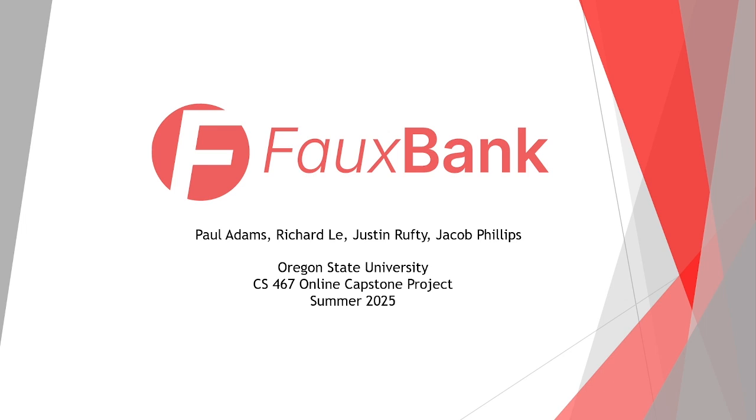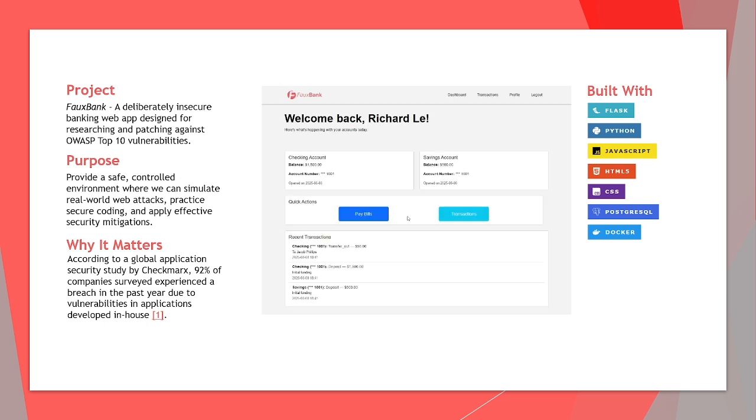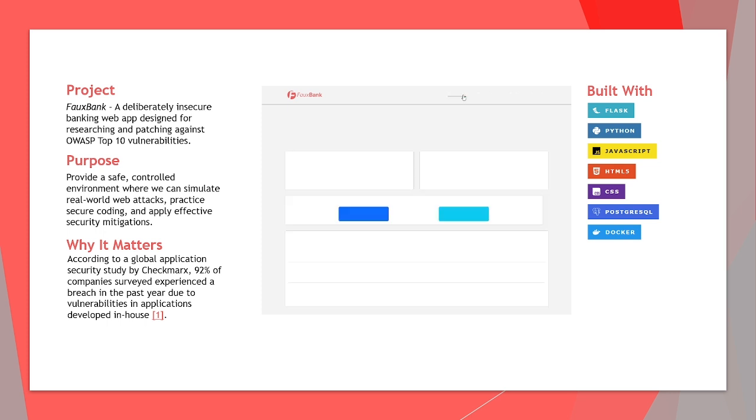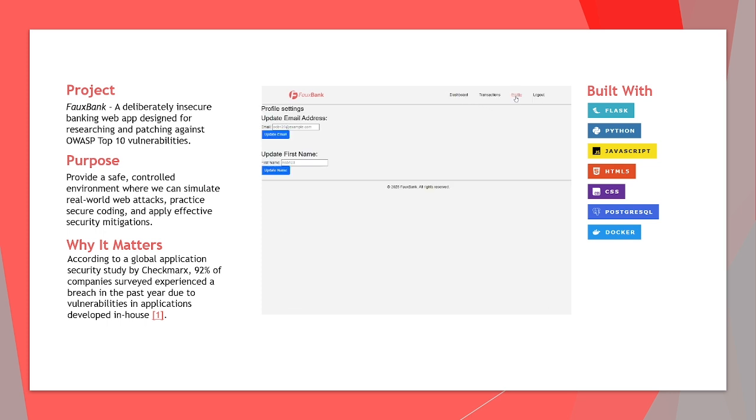Our team, comprised of Paul Adams, Richard Lee, Justin Rufty, and myself, Jacob Phillips, developed FauxBank, a deliberately insecure banking web application. FauxBank is designed as a safe environment to research and patch vulnerabilities from the OWASP Top 10. The goal of the project is to simulate real-world attacks, then apply secure coding practices to fix them. This project also includes detailed reports documenting these vulnerabilities, exploitations, and remediations conducted by us.